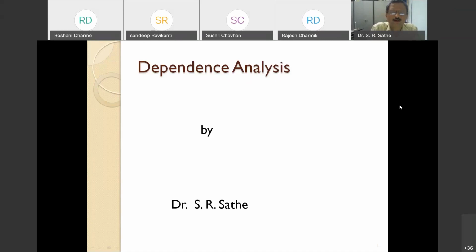Any topic on parallel computing is incomplete without the knowledge of dependence analysis. So you must know what is dependence. If two things are dependent, then they cannot be executed in parallel. Or if they are, the one process which is dependent on the other must execute after the first one has been executed. So dependency plays a very important role, and it is the dependency which prevents parallelization of computer programs.